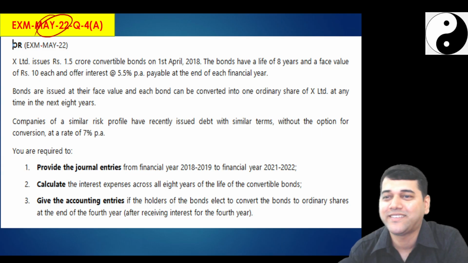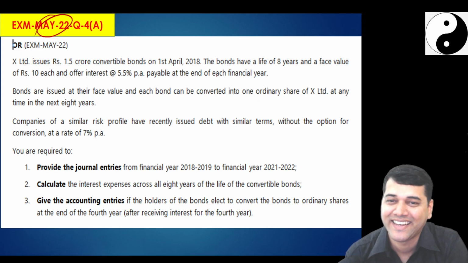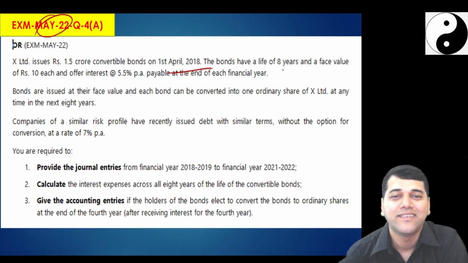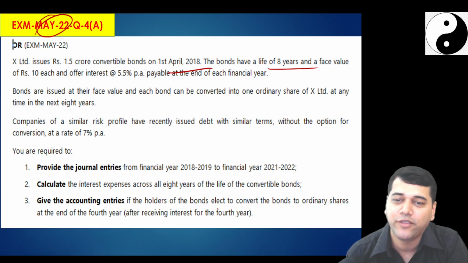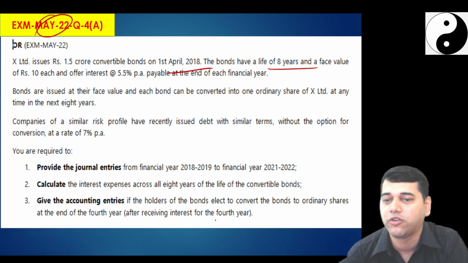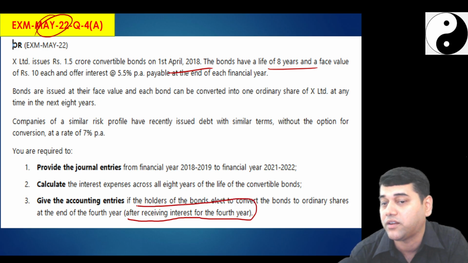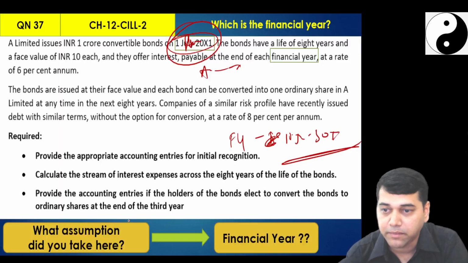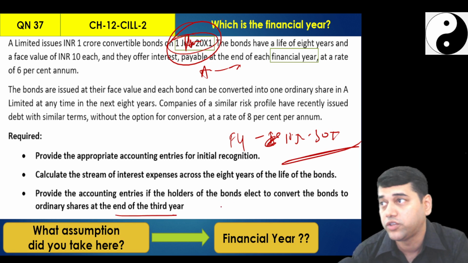Okay, so this is the same question. Followed, no? No mistakes again. 1st April, bond life is 8 years, so and so. Everything the same. Okay, interest cost. Give the accounting entries if the holders of the bond elect to convert after receiving the interest for the 4th year. What was in the examination? Ours was at the end of the 3rd year. Okay, here the question is very silent about the 4th year interest.